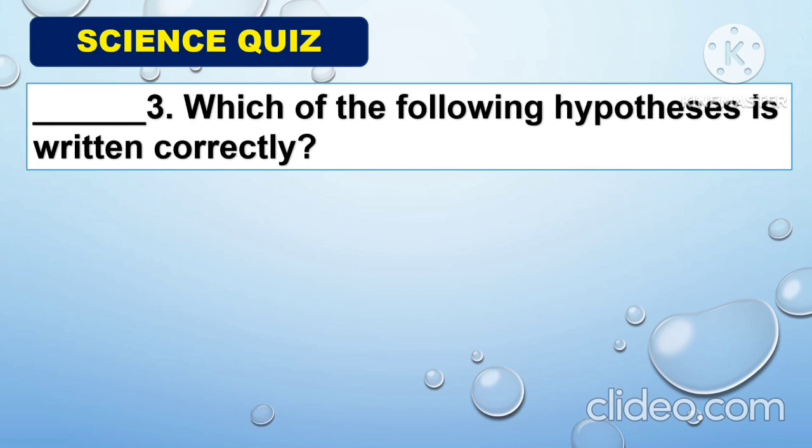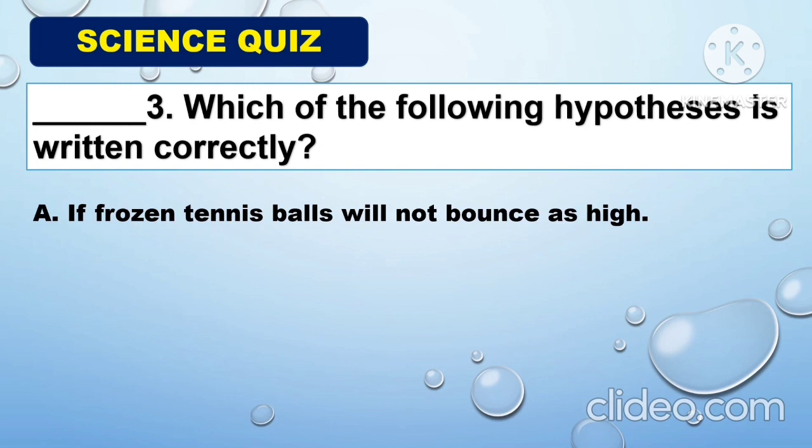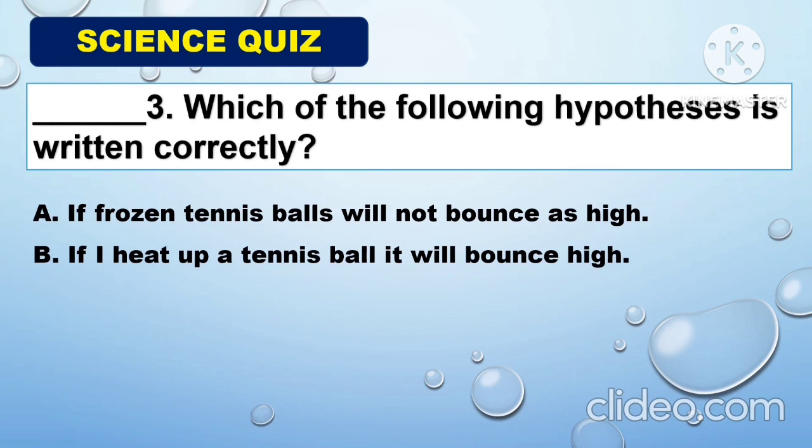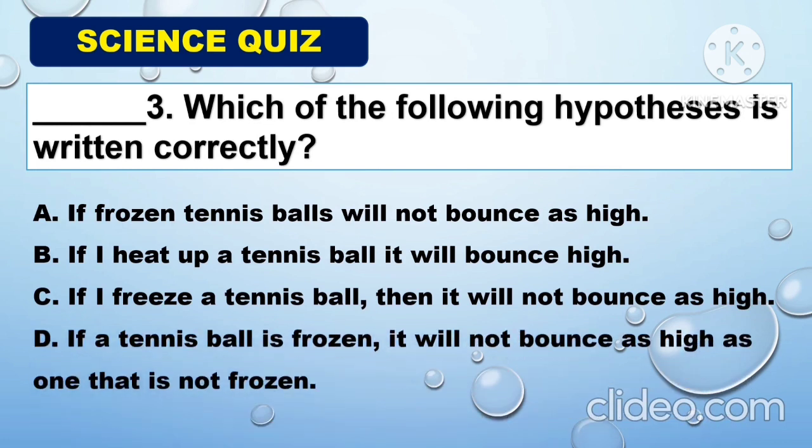Which of the following hypotheses is written correctly? Letter A. If frozen tennis balls will not bounce as high. Letter B. If I heat up a tennis ball, it will bounce high. Letter C. If I freeze a tennis ball, then it will not bounce as high. And for letter D, if a tennis ball is frozen, it will not bounce as high as one that is not frozen. The answer is letter C.